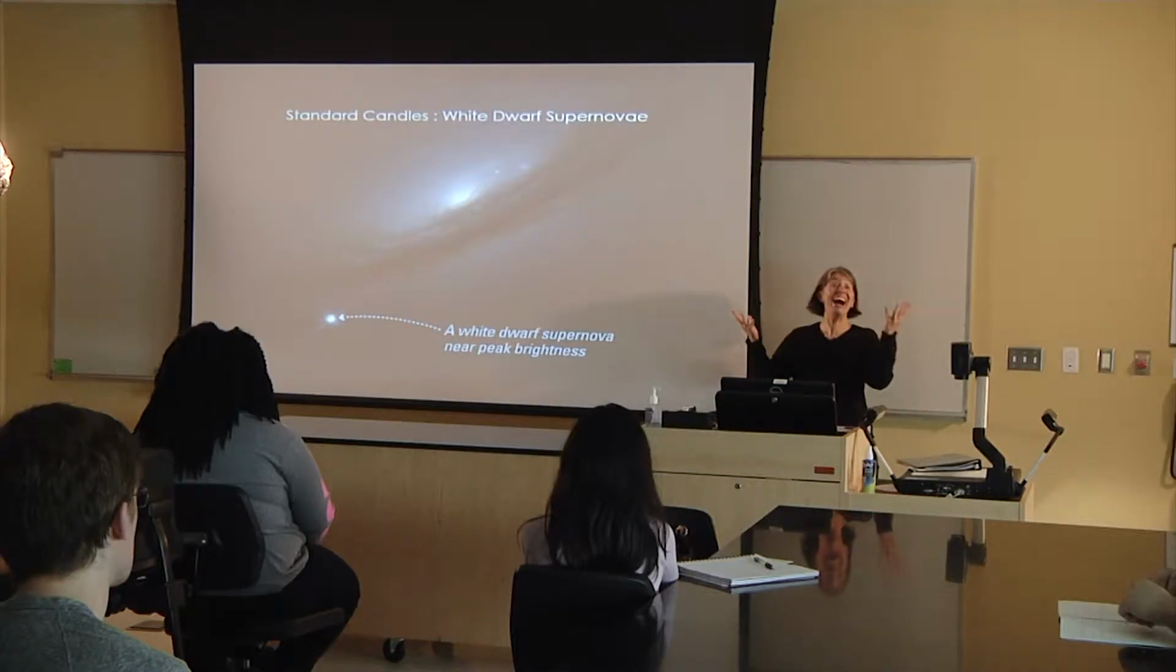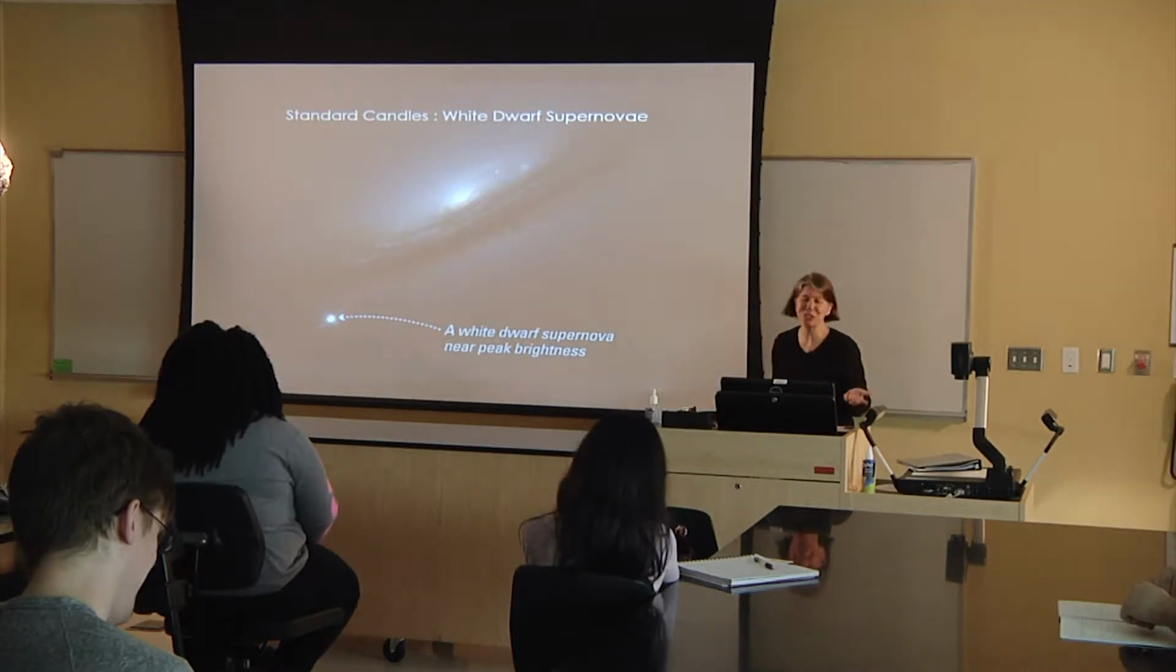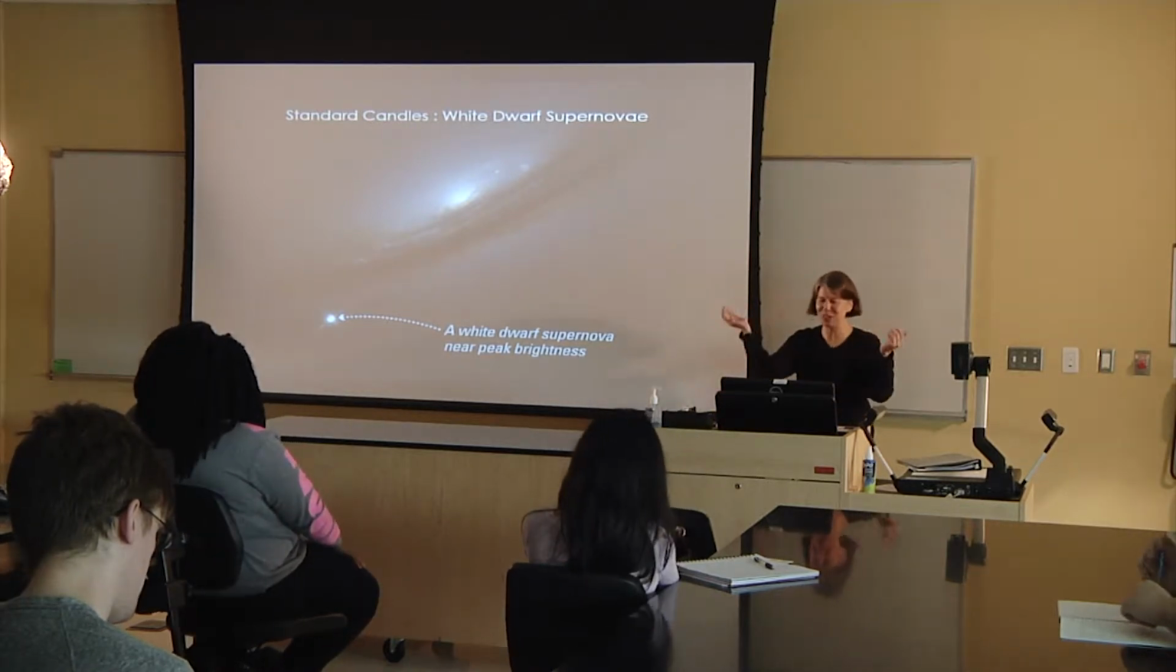Just out of curiosity, does anybody remember what that number is, the Chandrasekhar limit of the white dwarf? Wow, yeah, you guys got it. Yeah, 1.4 solar masses, right? So if the white dwarf accretes 1.4 solar masses of material, it tears itself apart, right? And we have this white dwarf supernova.